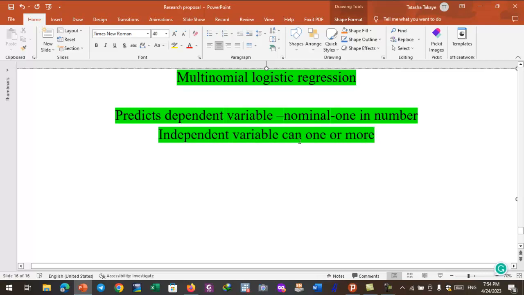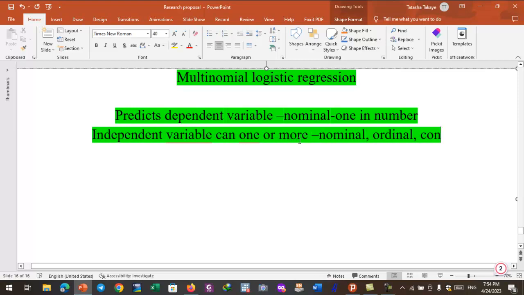You can have one independent variable, two, three, or four independent variables. It depends on the nature of the study that you are undertaking. The independent variable can be either nominal, ordinal, or continuous.